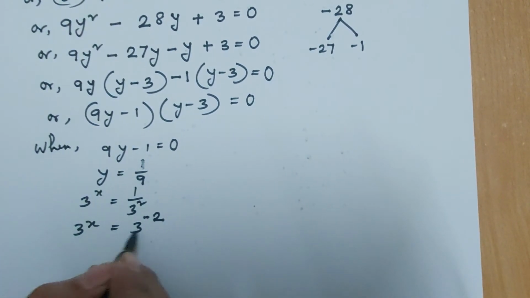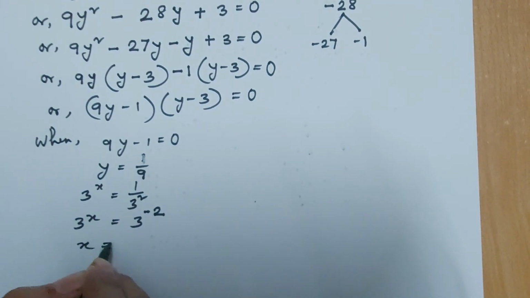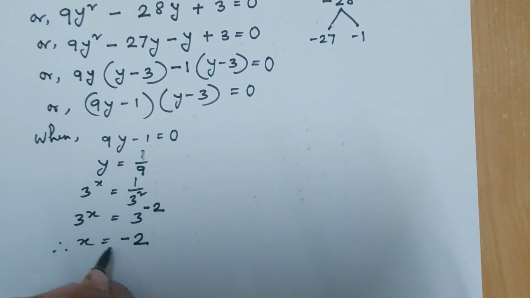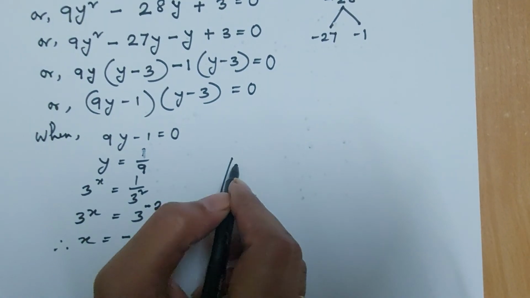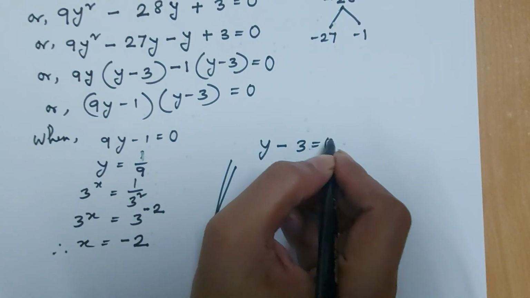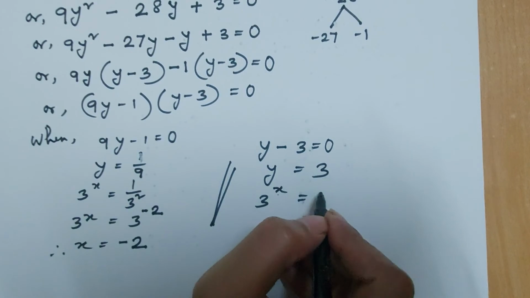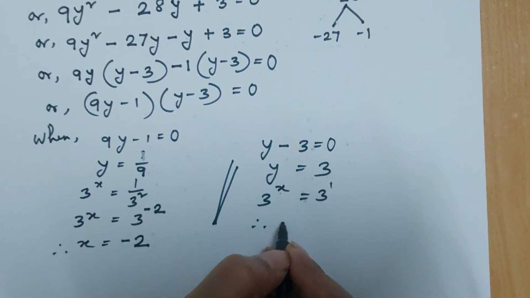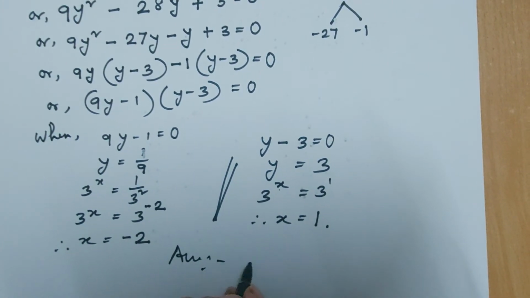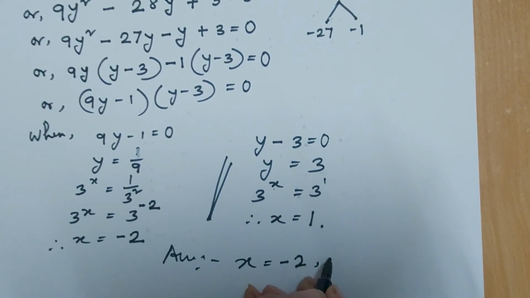And now the bases are same in this stage, that's why I am writing x equal to minus 2 and ignoring the bases. So it is x equal to negative 2, and again y minus 3 equal to 0, then y equal to 3, then 3 power x equal to 3 power 1, so x equal to 1. So the answer is x equal to negative 2 and 1.